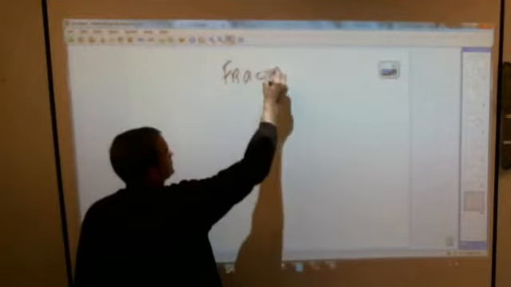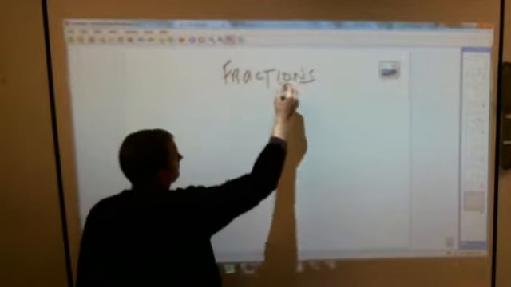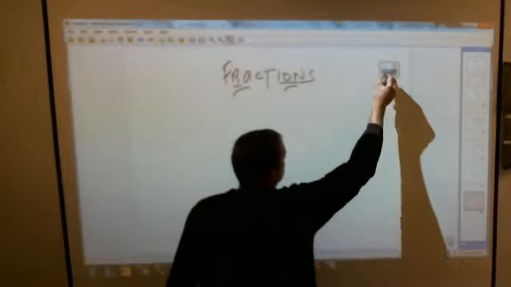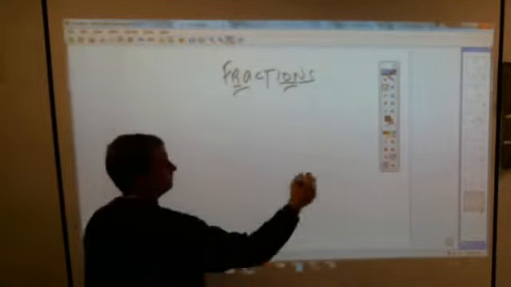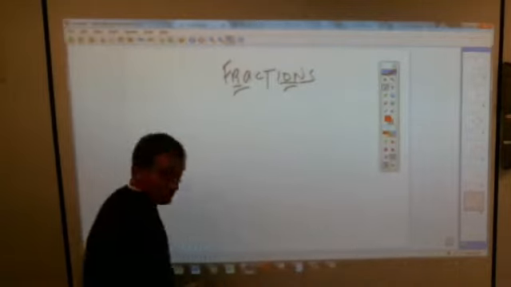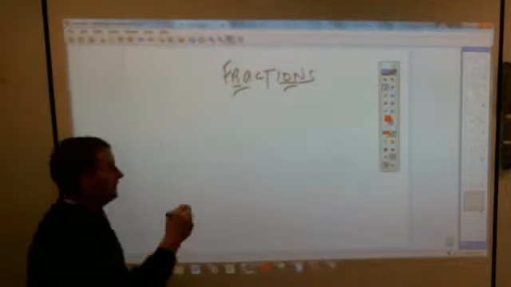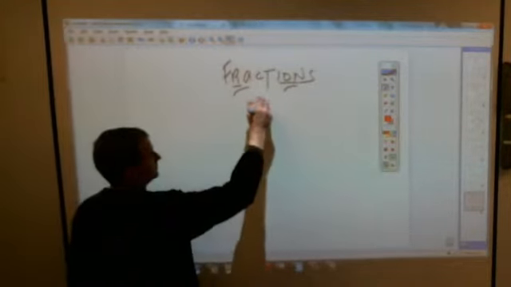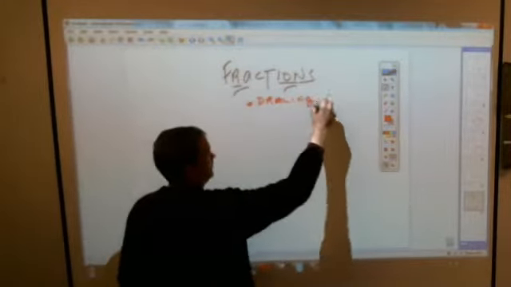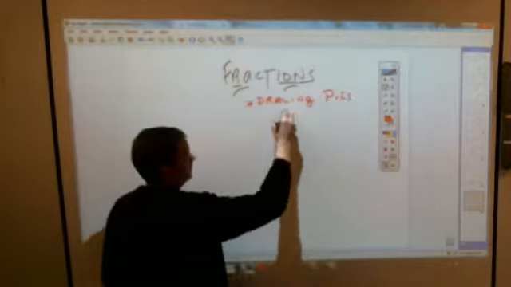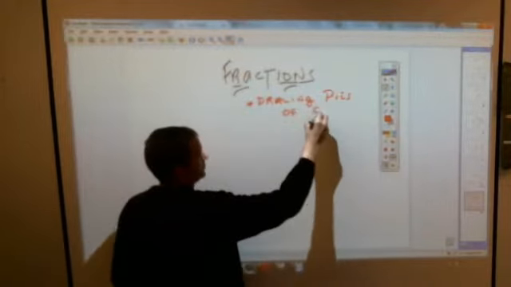Fractions, boys and girls. I have a little subheading today, and it will be very short and simple and to the point. The book just calls this little section here, drawing pictures of fractions. Drawing pics of fractions.